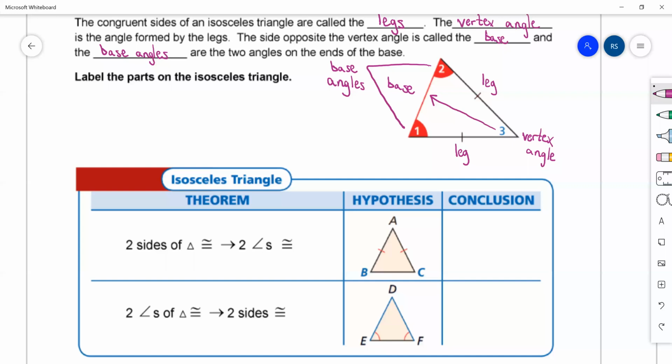So it's important to note here, I just mentioned it, but angle 1 is congruent to angle 2. So we know the legs are congruent. That means the base angles are also congruent.